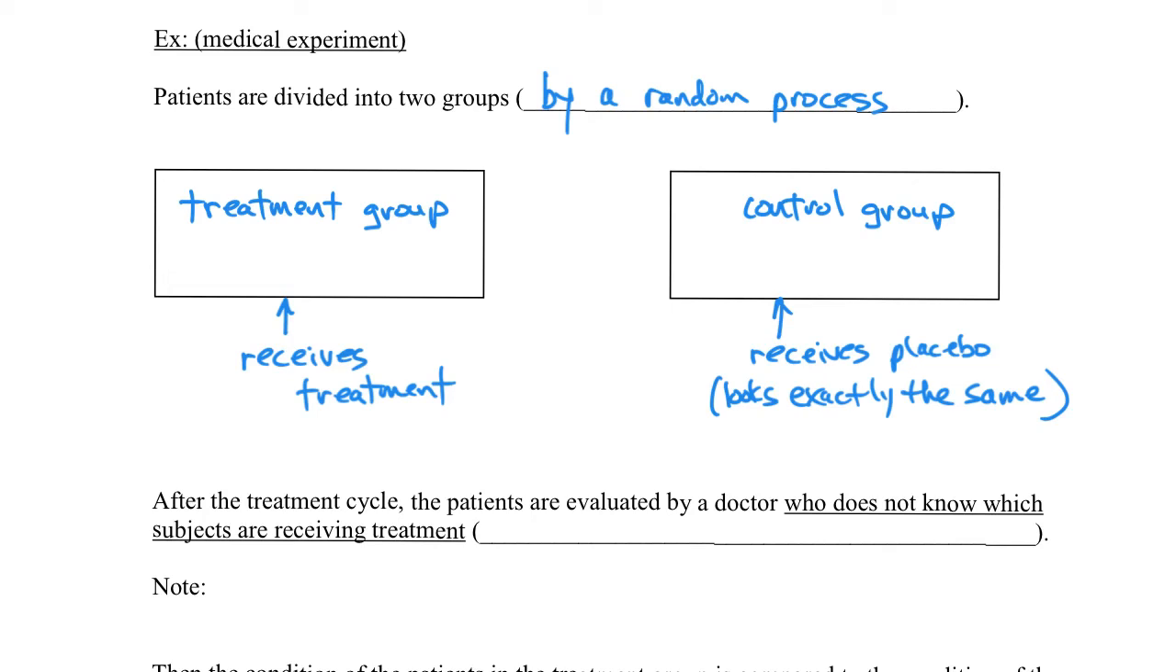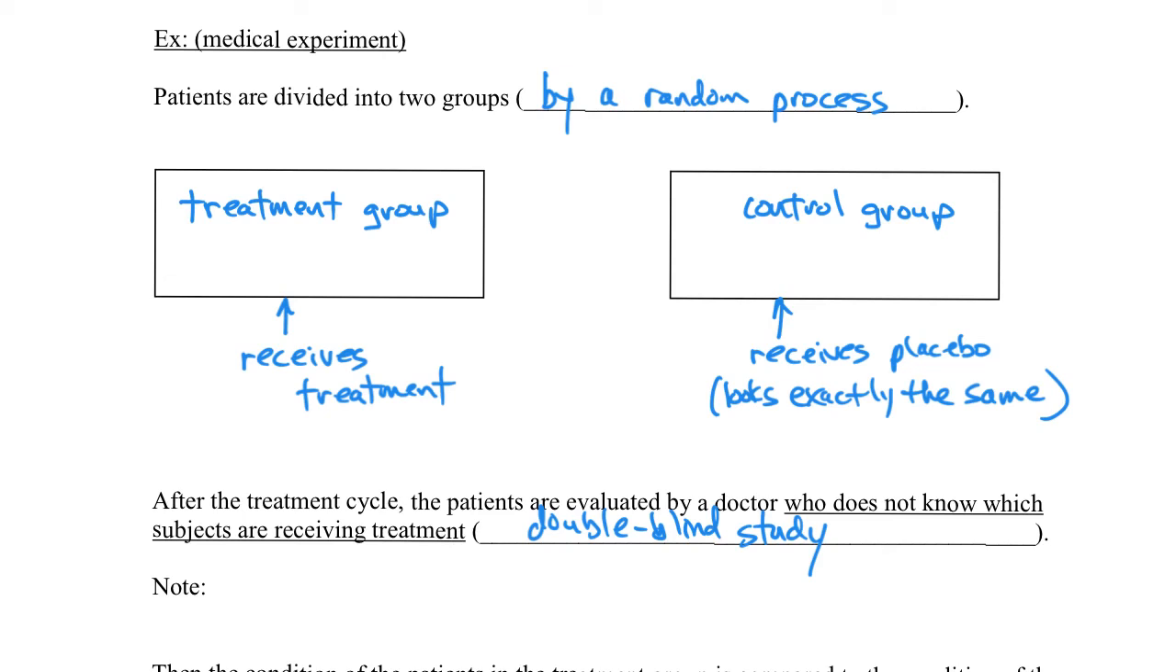to compile the data after the treatment cycle, the patients are evaluated by the doctor. And here's something that is important too. The doctor or the researcher does not know which subjects are receiving treatment. So it makes it a blind study when the participants don't know what group they're in. It makes it a double-blind study when the person who evaluates also does not know what group these people are in. And at this point, you have what's called a double-blind study, which is what you want to have. This is a double-blind study. Double-blind meaning these people don't know what group they're in, and also this person who evaluates at the end also doesn't know what group they're in.